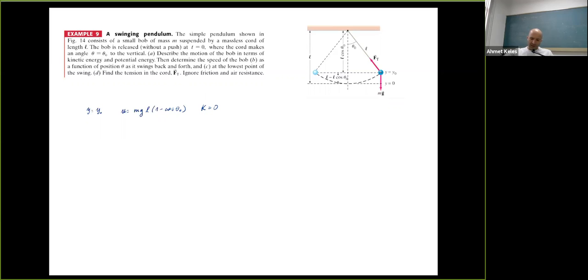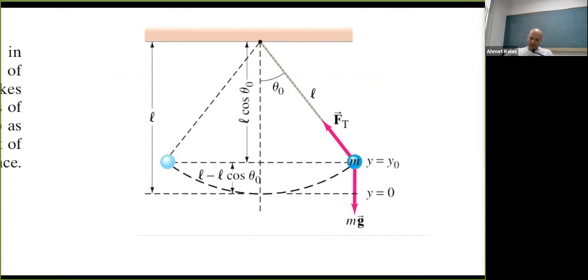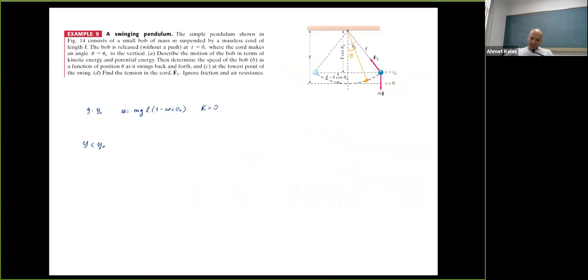So let's imagine a point y which is less than y naught, at a general angle. Let's draw this. It goes from this point to, let's say, here, and something like theta. This point, U is equal to, I'll just replace theta naught with general theta. This is mgL times 1 minus cosine theta, and kinetic energy is 1/2 mv squared.